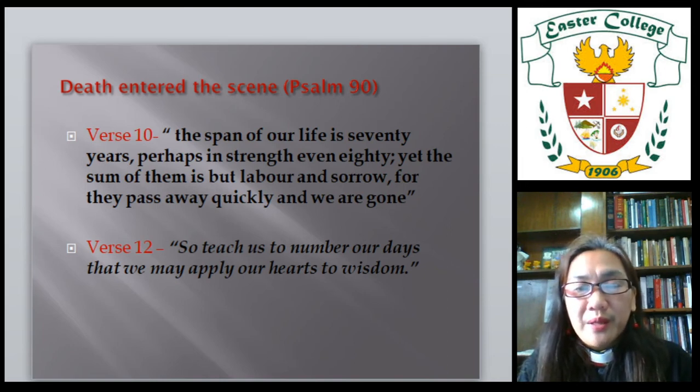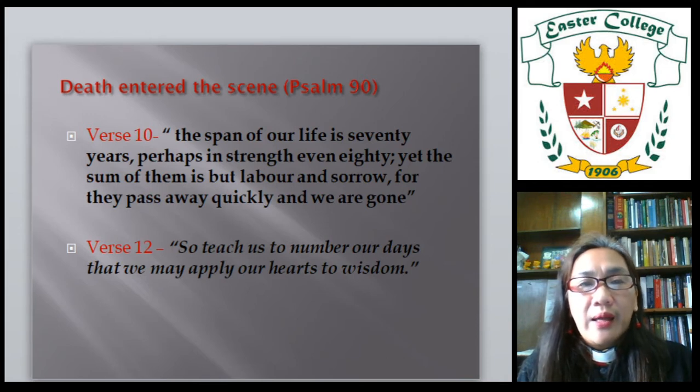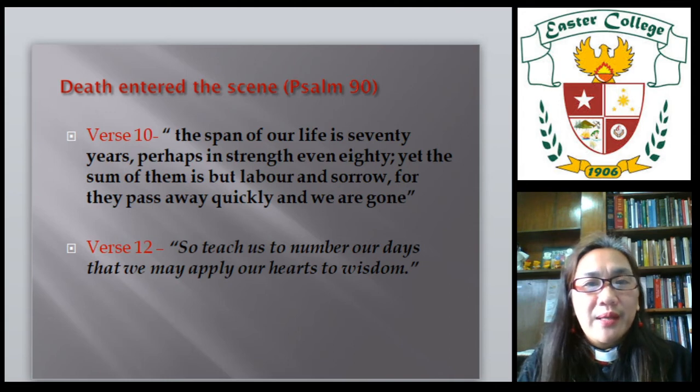At sabi doon sa Psalm 90, hindi na kaya ng tao na mabuhay hanggang 200, 300. Ayan na yung sinabi niya. Biblical age: the span of our life is 70 years, perhaps in strength even 80. Yet the sum of them is but labor and sorrow, for they pass away quickly and we are gone. So ayan na yung reflection ng psalmist, that even if we live beyond 80, the sum of our life is but labor and sorrow.